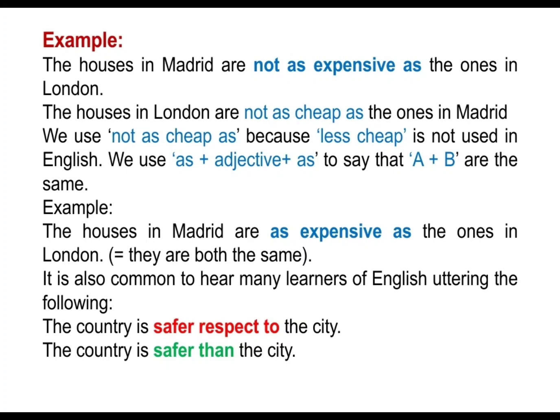We use "as" plus adjective plus "as" to say that A and B are the same. Example: the houses in Madrid are as expensive as the ones in London. They are both the same. It is also common to hear learners of English say the following: "The country is safer respect to the city." Correct: "The country is safer than the city."